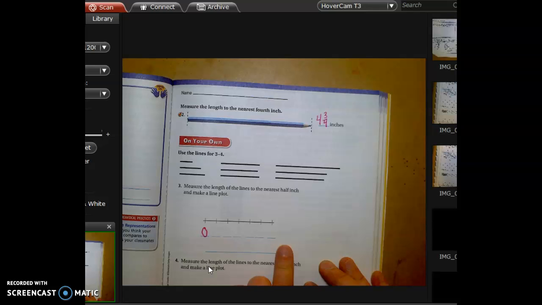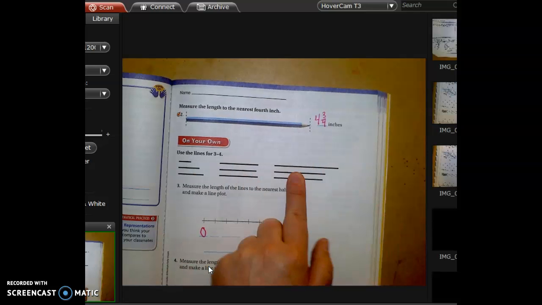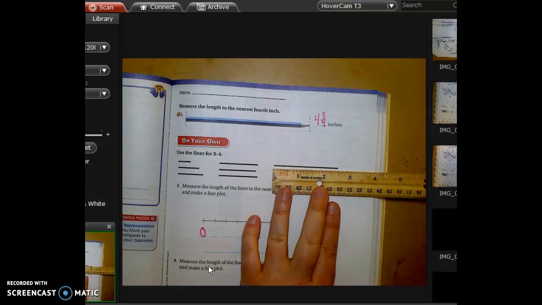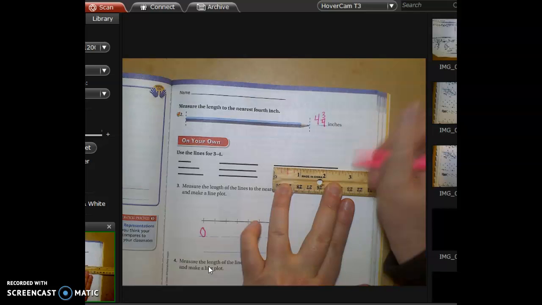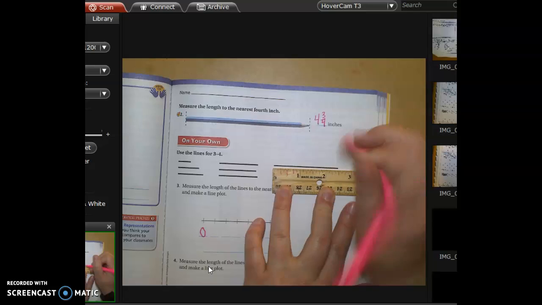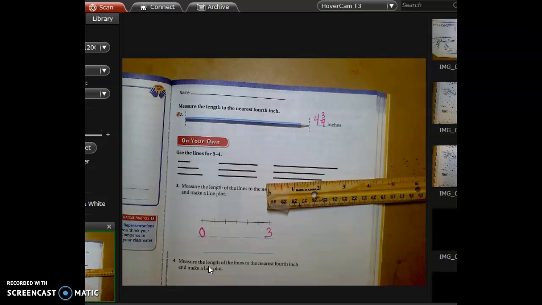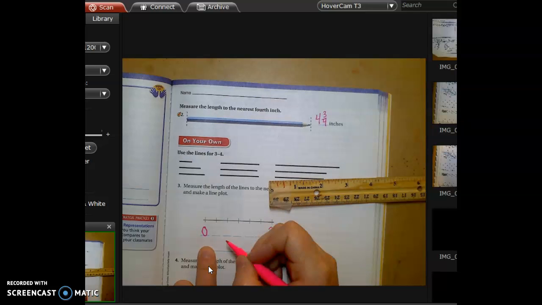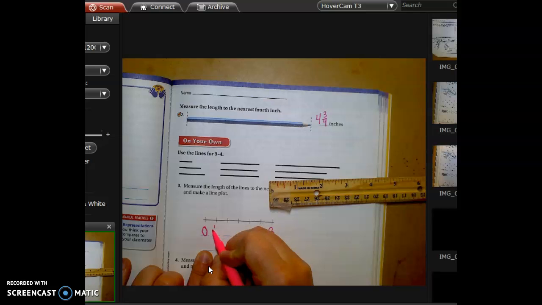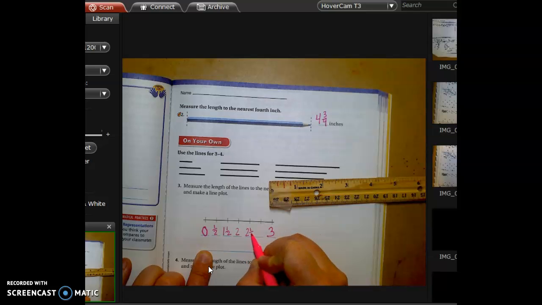But now we have to figure out, what do you think the biggest is here? If we look at the lines, this one definitely looks the longest. Let's measure it. It's not quite to the 3, but it's not before the 2. So I think it would be a good idea to put a 3 here. And we're going to go every half inch. So we're going to make this 1/2, 1, 1 1/2, 2, 2 1/2.